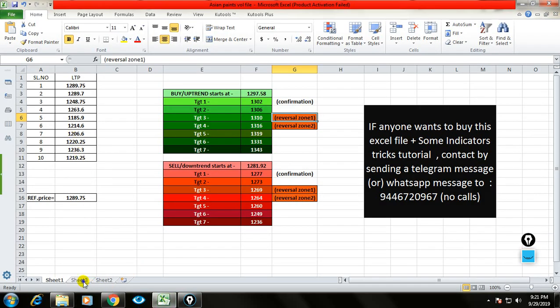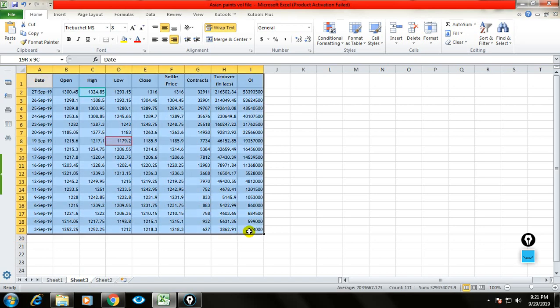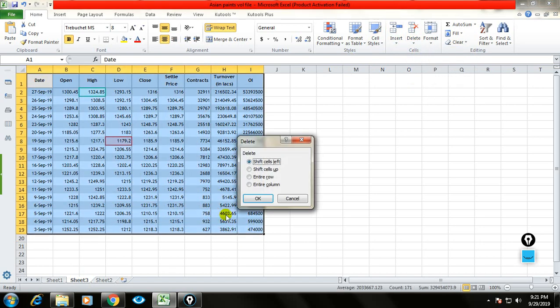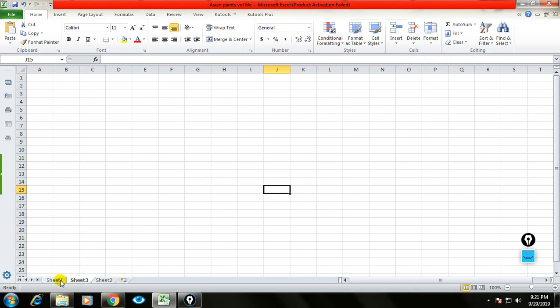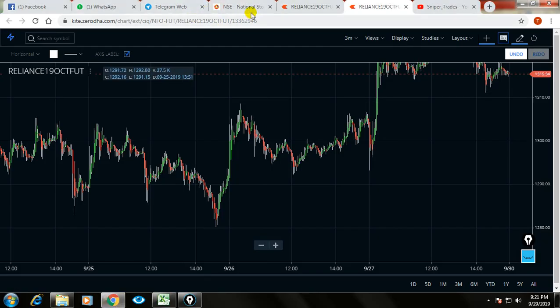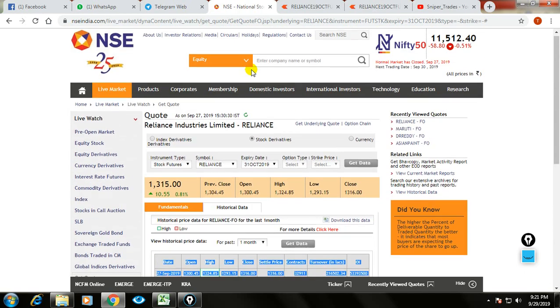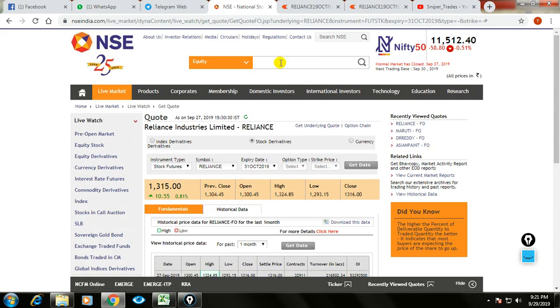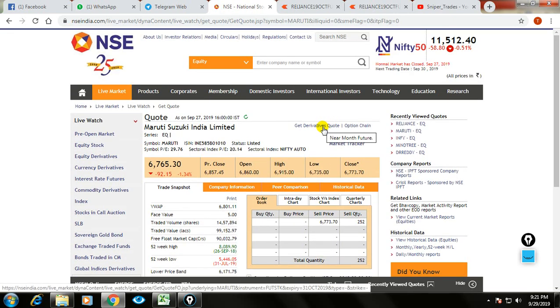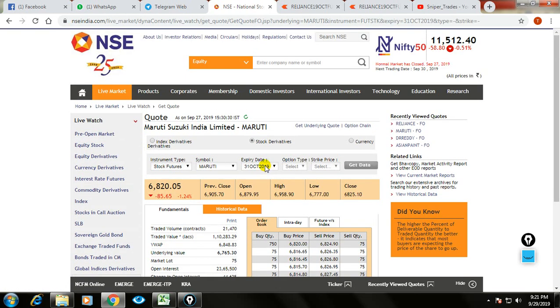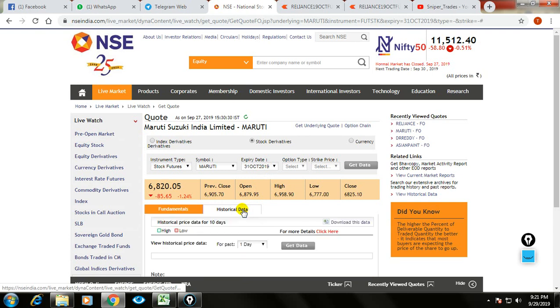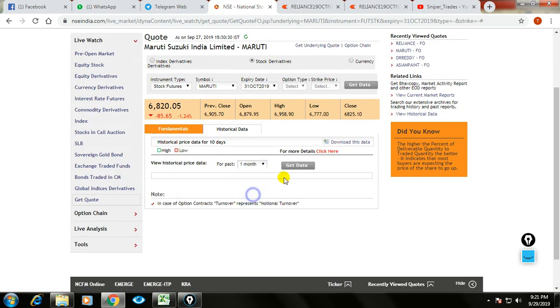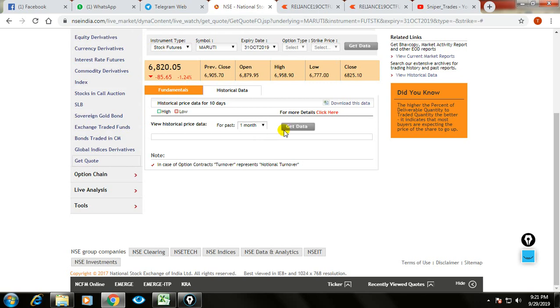Okay, now let's clear this data and let's check levels for Maruti. Okay, I'm typing here Maruti. Let's repeat the process I have shown you before. Get derivative codes, select the October contract, click historic data, and import 1 month data and copy it to our Excel tool.